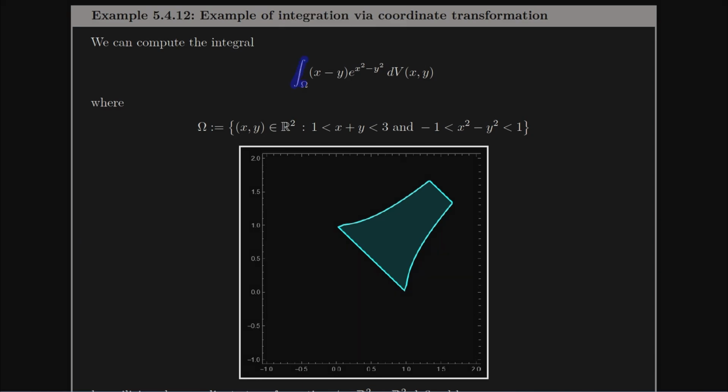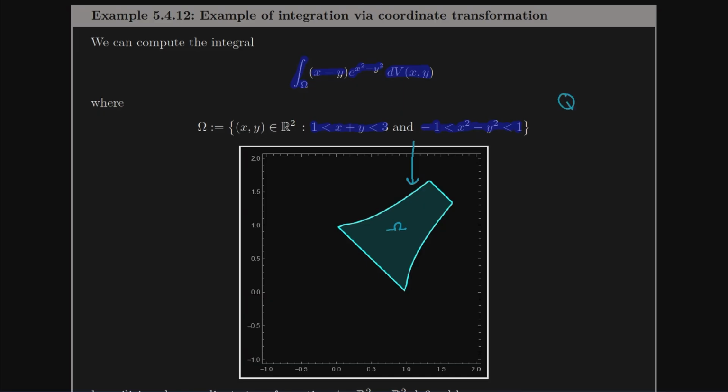But suppose I have this integral here that I'd like to integrate over omega. It's an integral of 2 variables. And our function is x minus y times e to the x squared minus y squared. Let's say that omega is where 1 is less than x plus y, which is less than 3, and negative 1 is less than x squared minus y squared, which is less than 1. And the region is shown below here, right? There's that region for omega. Not really the prettiest thing, definitely not written as a normal domain for now.